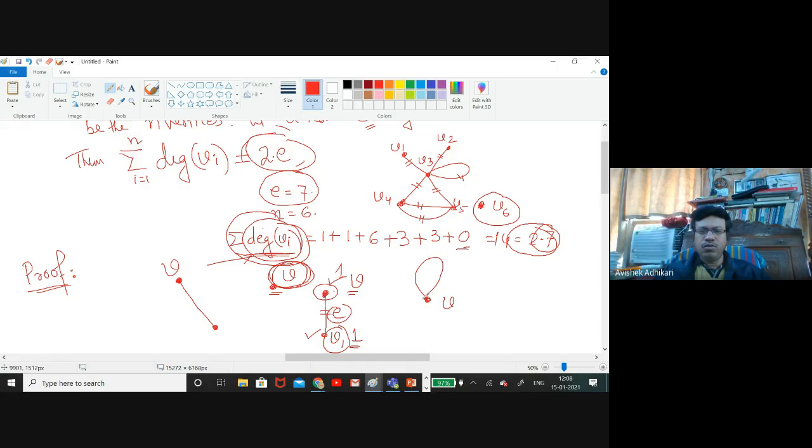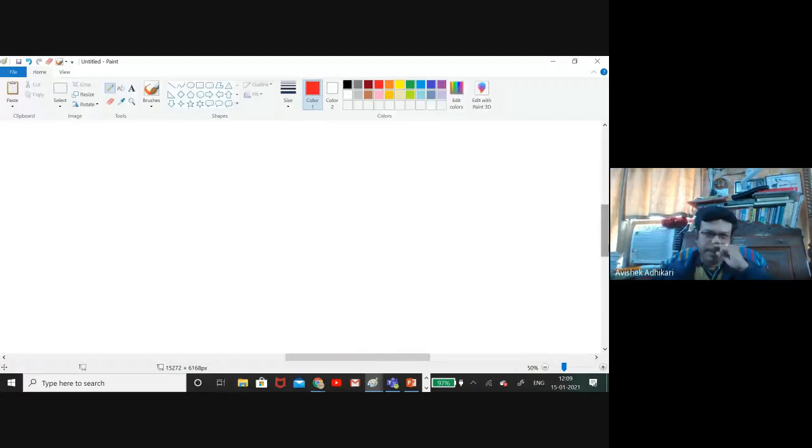And what happens if it is a loop? Then also for this vertex it is contributing 2. That means any edge E is contributing 2 to this sum of the degrees of the vertices. Each edge is contributing 2 to the sum of these vertices. So if there are E many edges, what would be the summation? The summation will be twice E. Is the idea clear? Okay, let me explain once again through this image. That will be easier maybe.